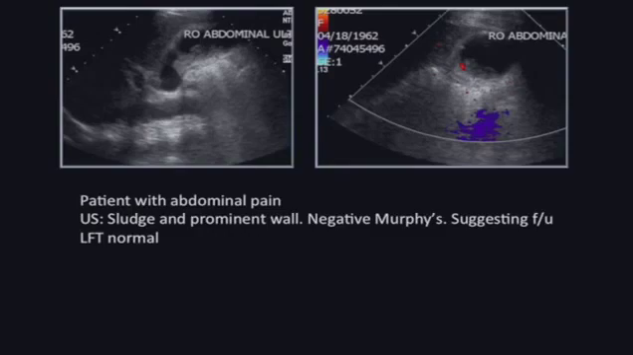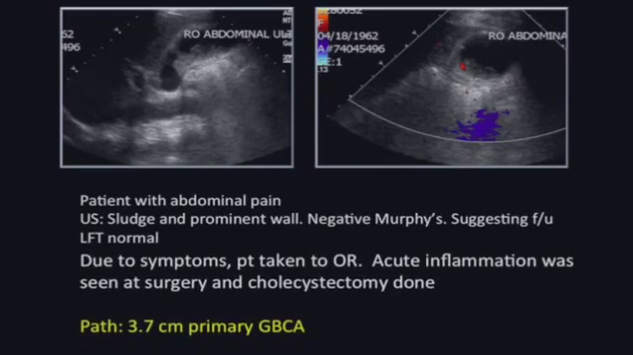The patient came back to the ER 1 week later with severe pain. And the surgeon took the patient to the OR to do a cholecystectomy. And at PATH, there was a 3.7 centimeter primary gallbladder cancer. Let's take a look at the image again. Here is the gallbladder wall. It is focally thickened. The gallbladder wall is not intact here.